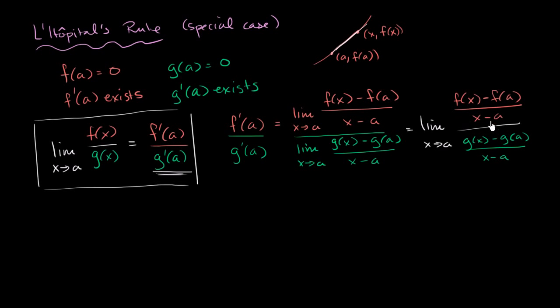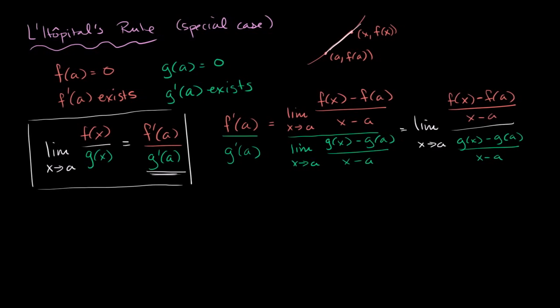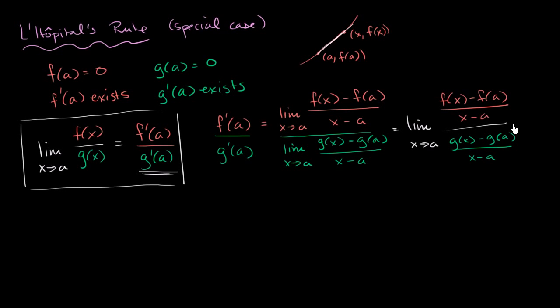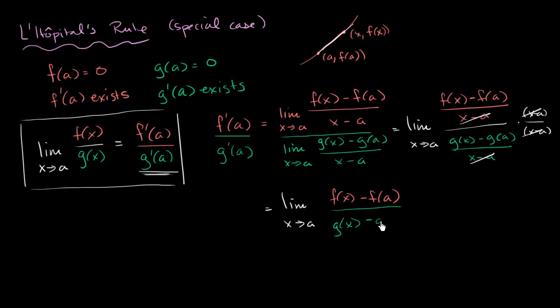Now to simplify this, we can multiply the numerator and the denominator by x minus a to get rid of these x minus a. So let's do that. Let's multiply by x minus a over x minus a. So in the numerator, x minus a, and we're dividing by x minus a, those cancel out. And then these two cancel out. And we're left with this thing over here equal to the limit as x approaches a of, in the numerator, f of x minus f of a, and in the denominator, g of x minus g of a.